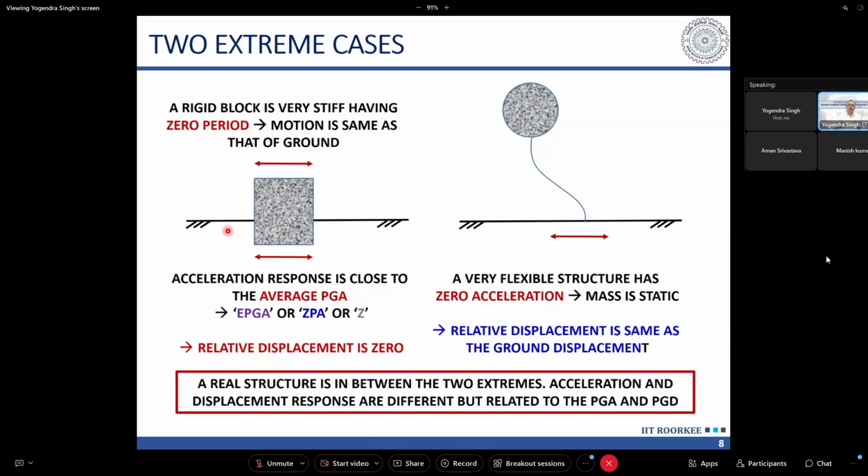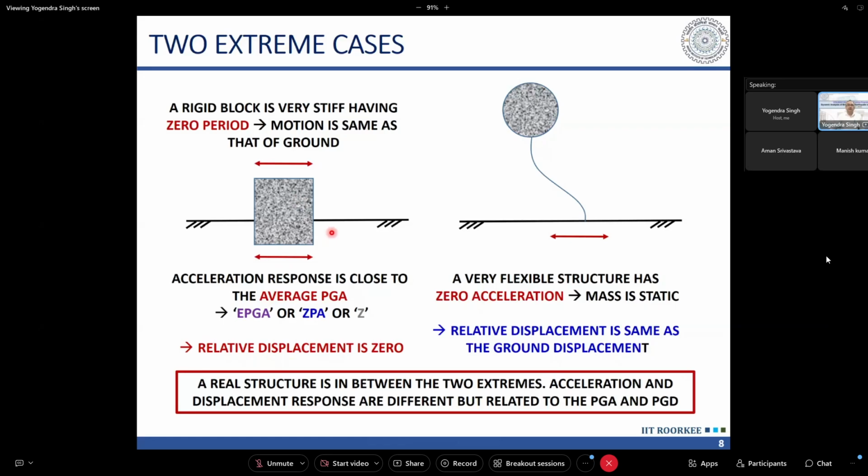And what will happen when the ground is shaking? It is embedded into the ground. So when ground is shaking, its acceleration will be same as that of the ground. So at very high frequency or zero period, we get the acceleration of the structure same as that of the ground. That is one extreme of this response spectrum.